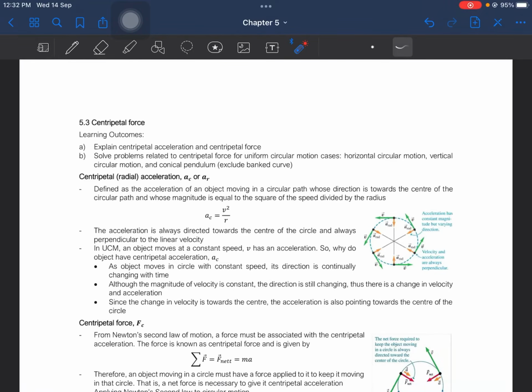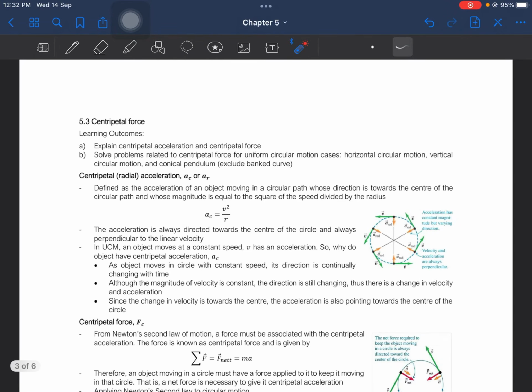Okay, last subtopic for this chapter, which is on centripetal force. In this subtopic, you need to be able to explain centripetal acceleration and centripetal force, which is the acceleration and force present during uniform circular motion. Lastly, we have to be able to solve problems related to centripetal force for uniform circular motion, which includes horizontal circular motion, vertical circular motion, and lastly conical pendulum.